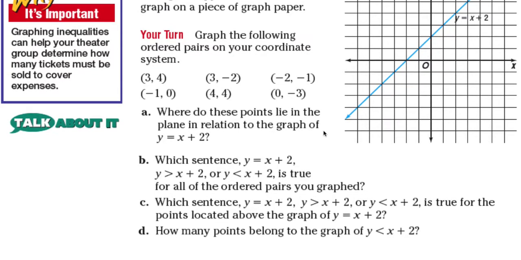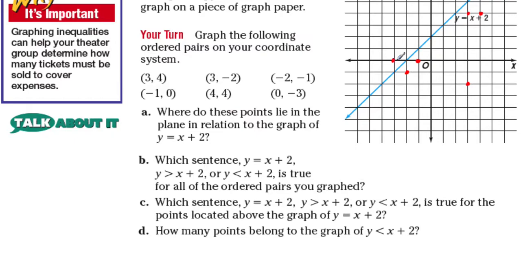Graph the following ordered pairs in your coordinate system. Let's graph first 3, 4. 3, 4 is right here. Then we need to graph 3, negative 2, right here, and negative 2, negative 1, negative 1, 0, and 4, 4. 1, 2, 3, 4, right there.